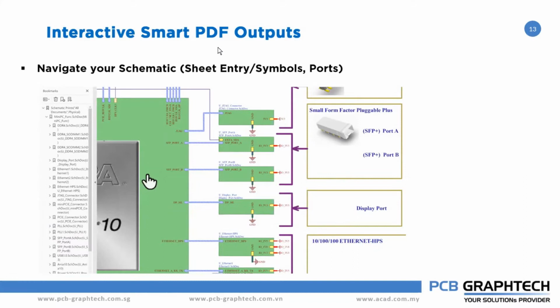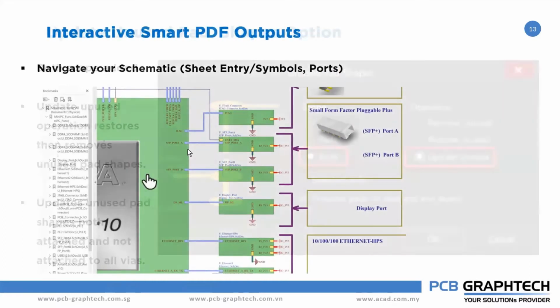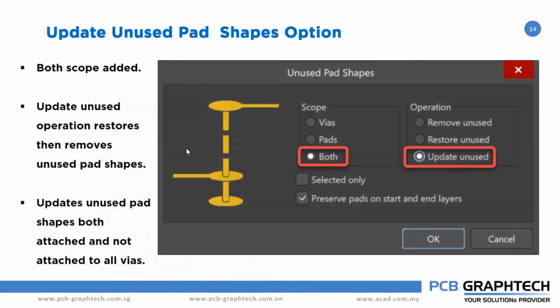Okay, so you can open your Smart PDF and then you can just click on one of your sheet symbols. It will take you automatically to the child sheet. So this reduces the viewing time and makes it faster to view all the details of your child sheets in your PDF.